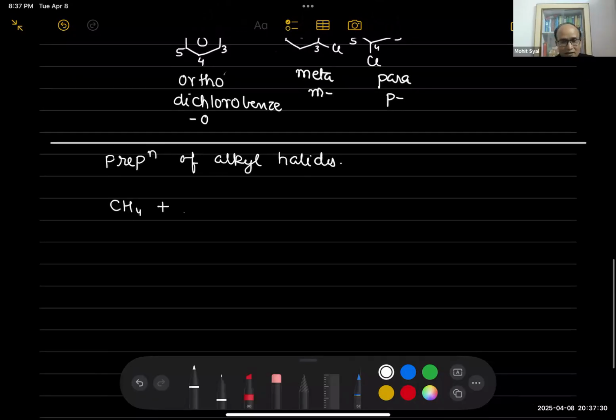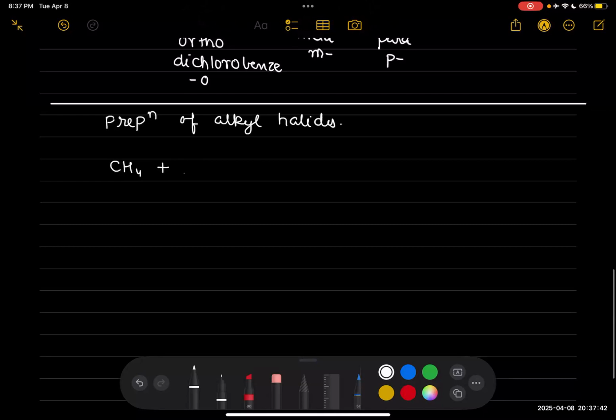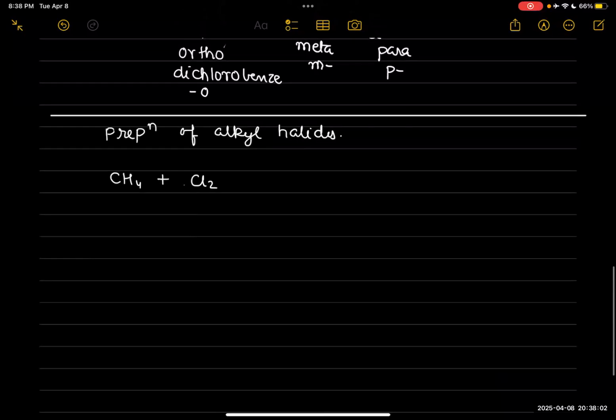From alkanes, as I told you, we will cut off one hydrogen, and in place of that hydrogen we are going to put chlorine, bromine, or iodine, whatever is being asked in the question. If I want to prepare a chloro derivative, I'm going to take Cl2. Definitely, I should heat it with Cl2. Got it?